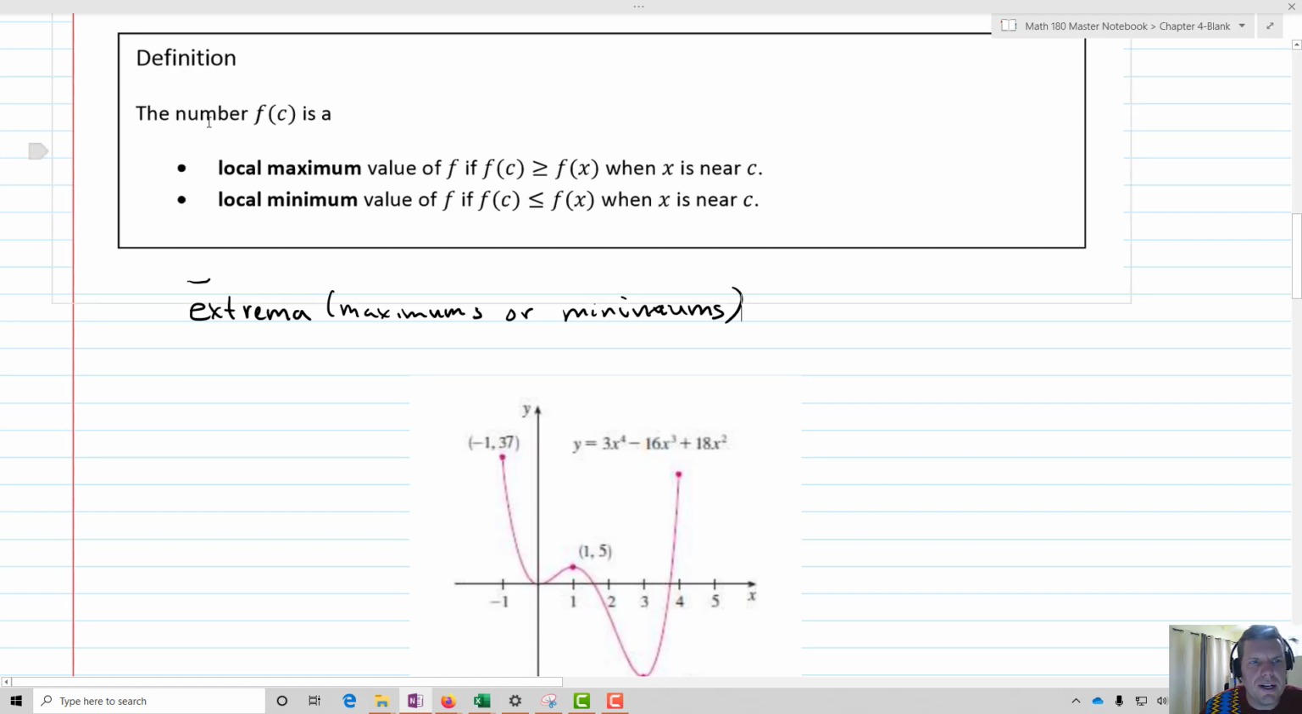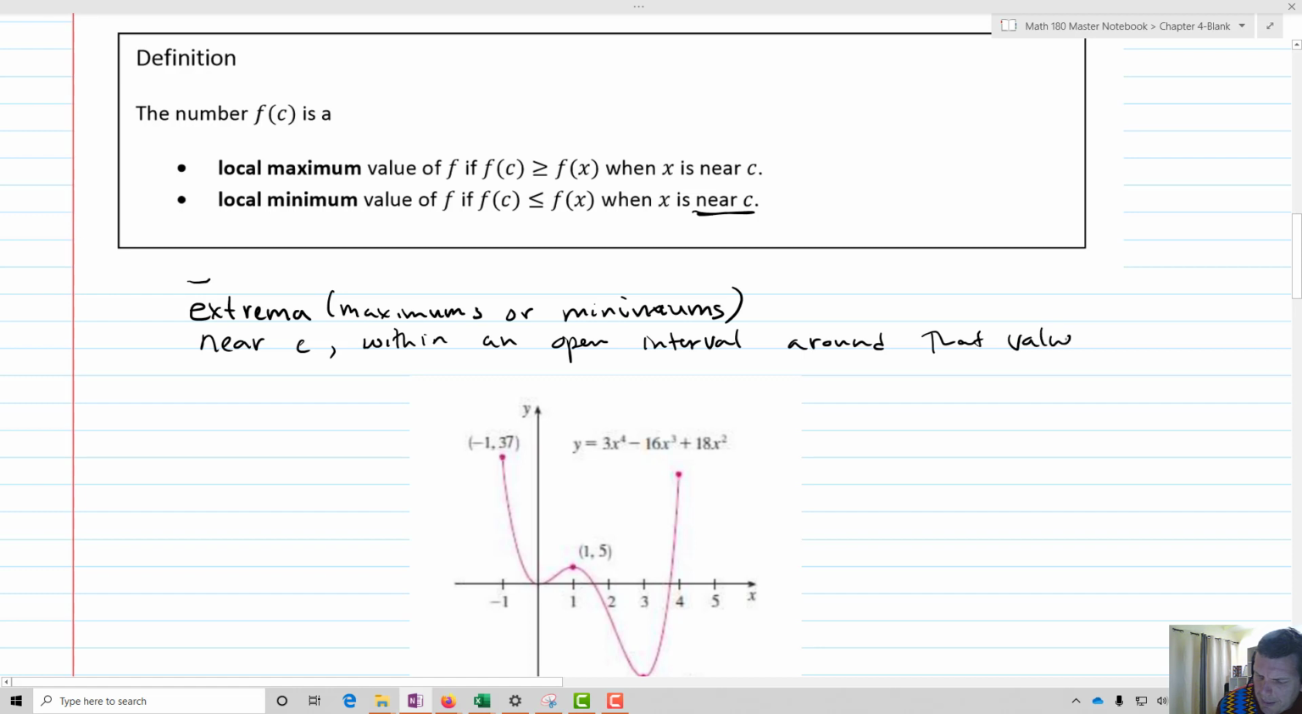Now, the number f of c is a local maximum value of f if f of c is greater than or equal to f of x when x is near c, and a local minimum value of f if f of c is less than or equal to f of x when x is near c. We should actually define what it means to be near c. To be near c is to be within an open interval around that value.